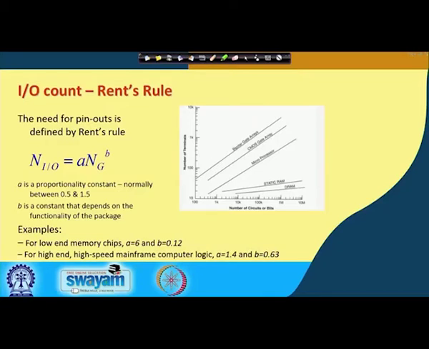Okay. So, that is what Rent's rule gives us. It is A n to the power b, and if you look at some examples, for low end memory chips the power b is 0.12, whereas for high end mainframe computer logic circuits, b is 0.63. So, that gives you a feel. It is never to the power 1. All right.